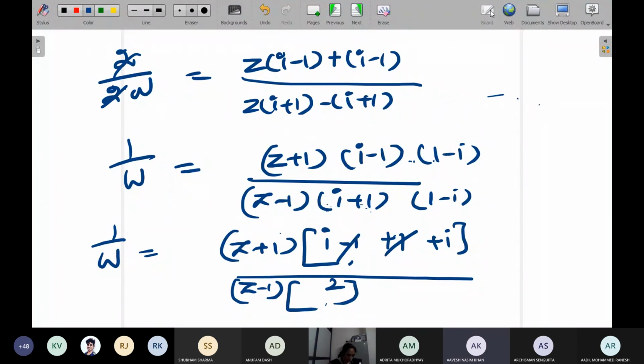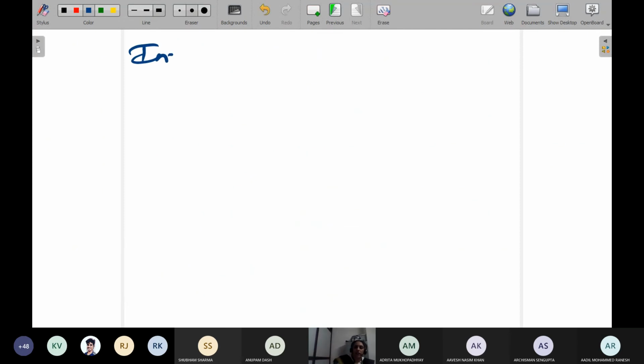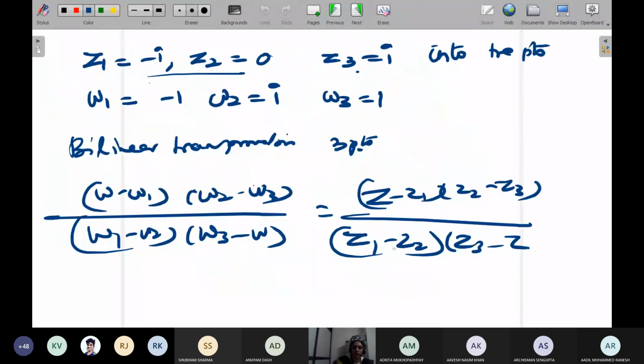Anyone has any other doubts in this? Did you understand bilinear transformation? Simply keep doing it. However you get, you keep doing it, you will get the answer. And suppose for this problem, they are asking you to find invariant points. Invariant points for the same problem. You can just include here: also find its invariant points.